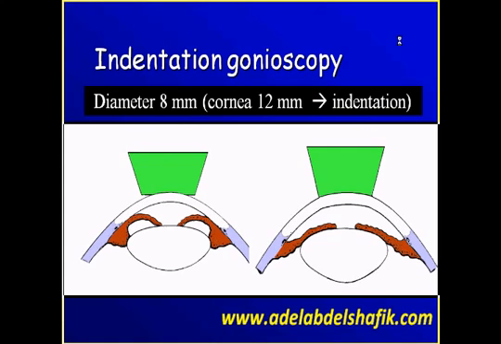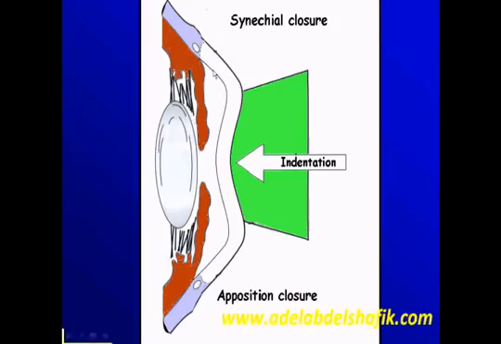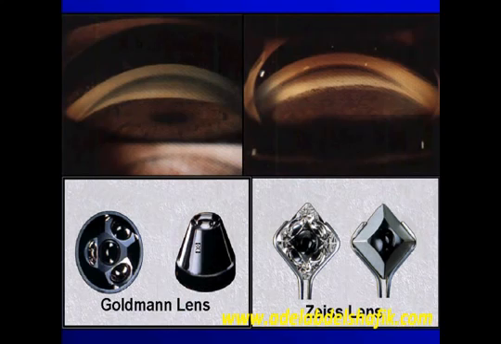Then it has an important role, which is indentation in gonioscopy. If you put this lens and start to push the lens in a little bit, the cornea will be indented, aqueous will push everything behind. So the iris will be pushed back. This is important to differentiate between a narrow angle because of actual synechia and a narrow angle because of apposition. No synechia between iris and lens. So the only way to differentiate that is to do indentation gonioscopy.